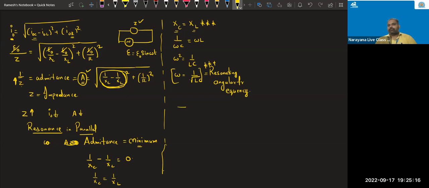This is one inductor. This is one resistor, capital R. This is one capacitor C. This is one applied battery. Here I put one ammeter. Here I put one ammeter 1, ammeter 2.